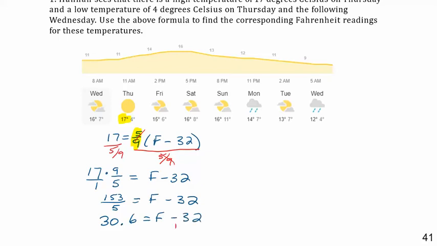And to isolate that variable F on the right-hand side of the equation, our last step is to add 32 to both sides. So we end up with 62.6 equals F. So what that's telling us then is 17 degrees Celsius is roughly equivalent to 63 degrees Fahrenheit. All right, why don't you give it a try and do the conversion for 4 degrees Celsius.